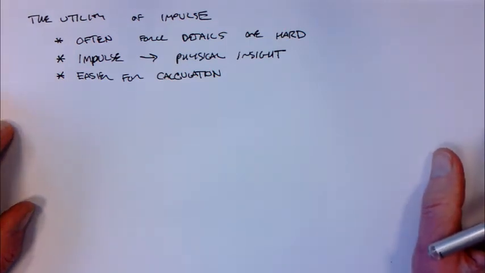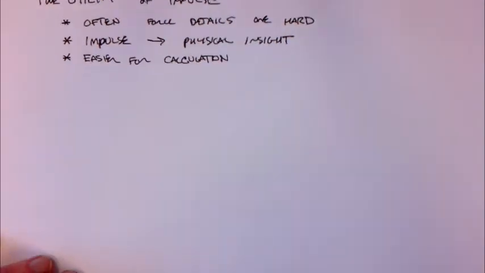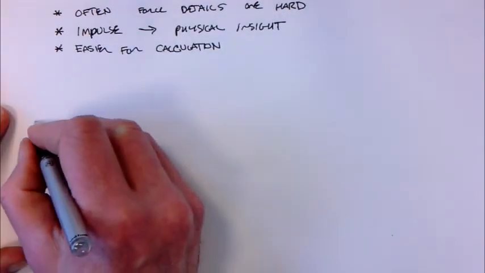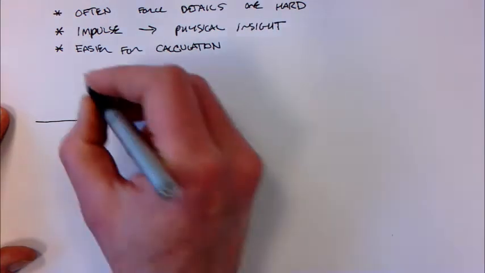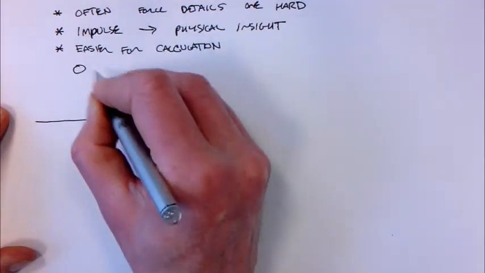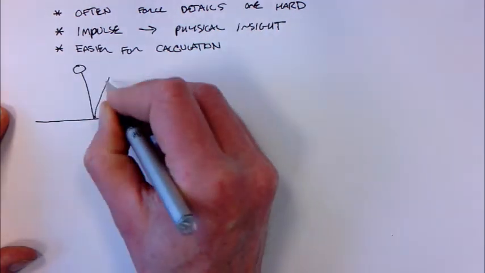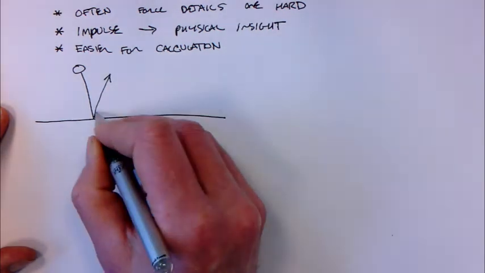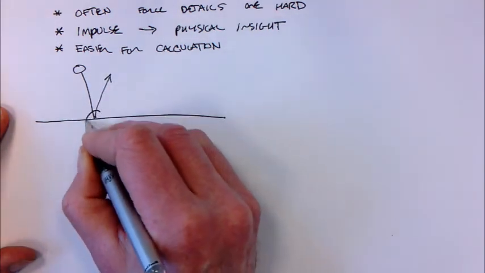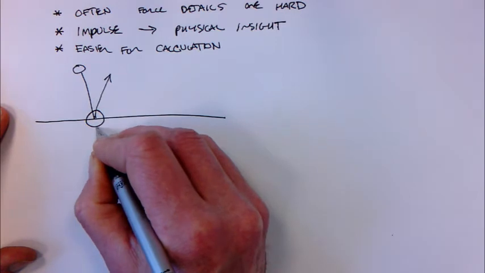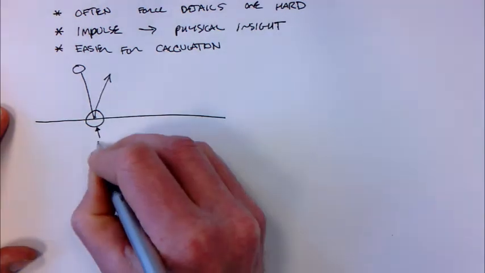Okay, so let's do an example of using impulse, and the example I'm going to do is a simple one that has to do with a ball that's bouncing on the table, right? So there's a ball bouncing on the table, and what we're interested in is trying to understand, how hard does a ball actually bounce on the table?